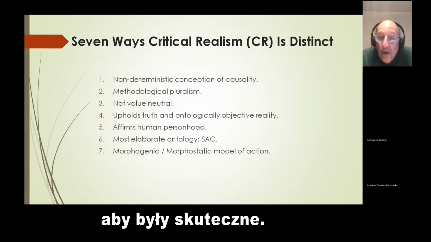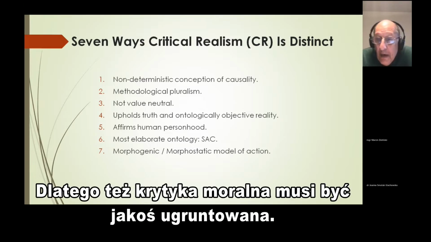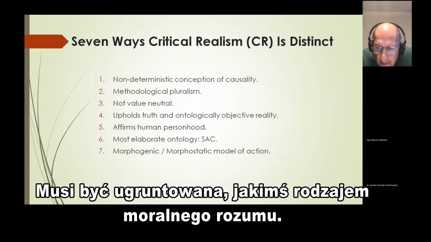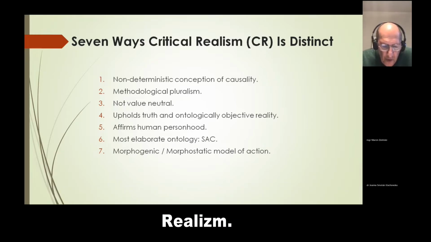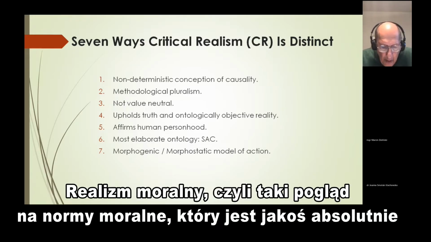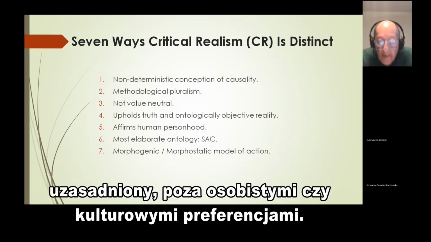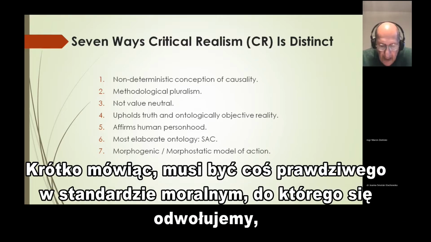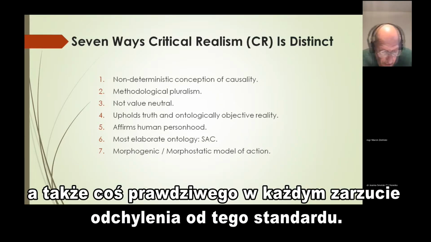To be effective, therefore, moral critique must be somehow grounded. It must be grounded in some kind of moral realism. That is, a view of moral standards as somehow absolutely justified, apart from personal or cultural preference. In short, there must be something truthful about the moral standard to which appeal is made, and truthful as well about any charge of deviation from that standard.